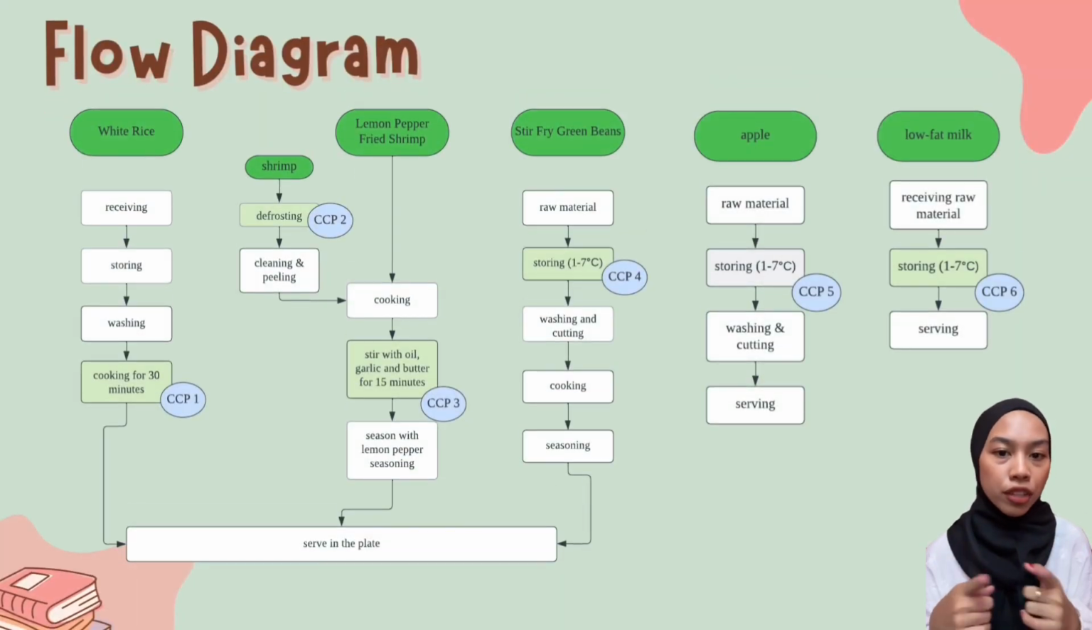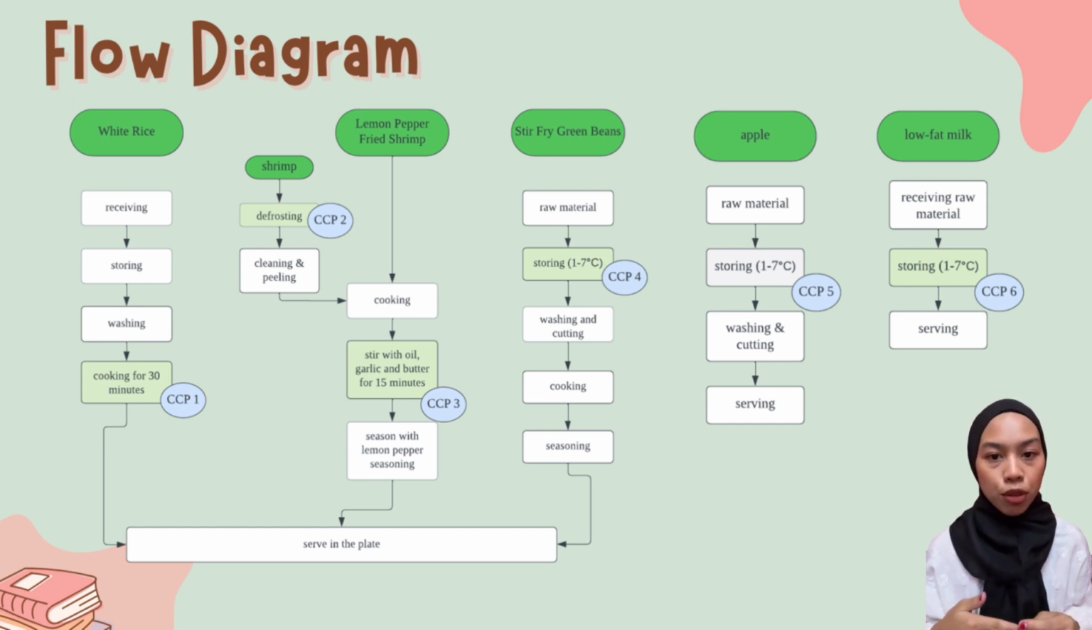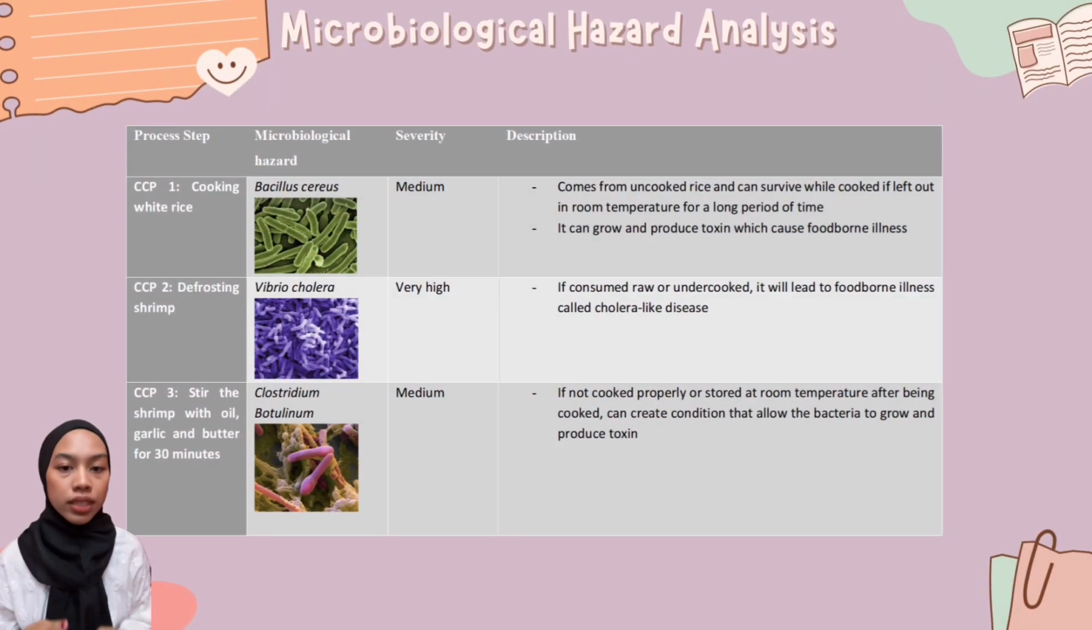This is the flow diagram for the main course, which is white rice, lemon pepper fried shrimp, stir-fried green beans, apple, and low-fat milk. The critical control points that I can identify are cooking white rice for 30 minutes, defrosting shrimp, stir-frying the shrimp with oil, garlic, and butter for 15 minutes, and storing green beans, apple, and low-fat milk at 1 to 7 degrees Celsius. Next, we will discuss microbiological hazard analysis.